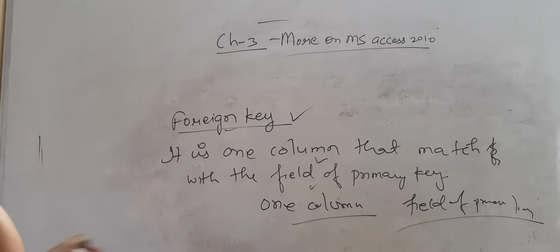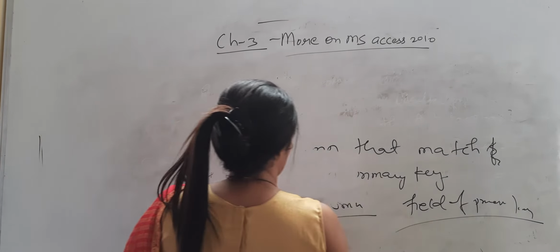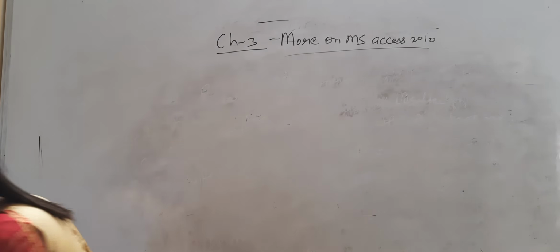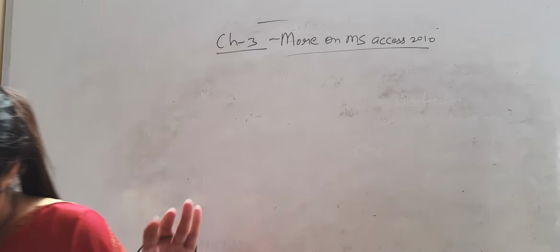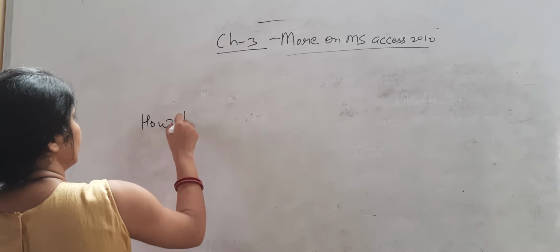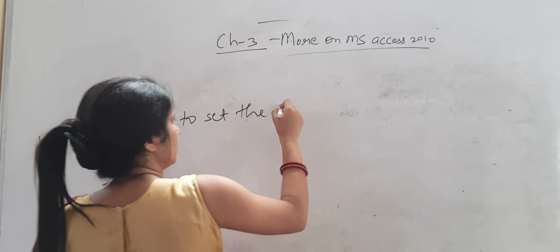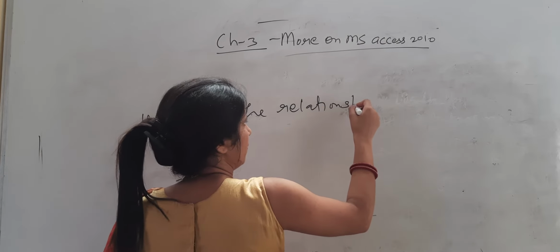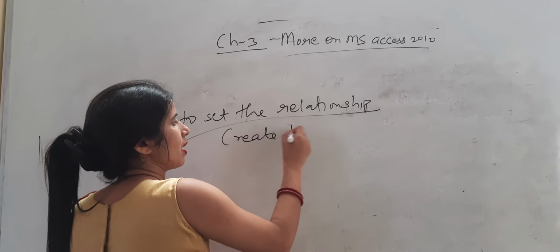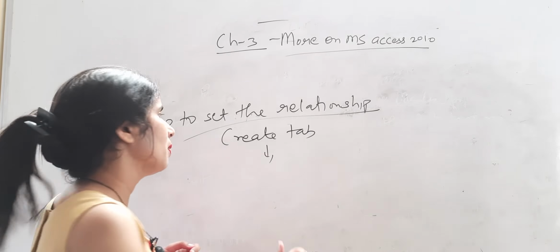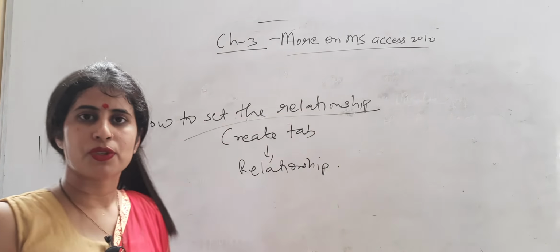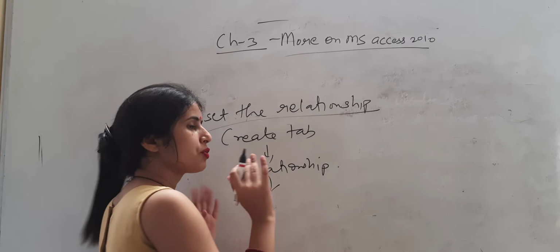Okay. Now the next is how to set the relationship. Here we talked about the primary key and foreign key. Now we will discuss how to set the relationship. When we are going to set the relationship, we have to choose which tab? Create tab. In the create tab, we find an option known as the relationship option.